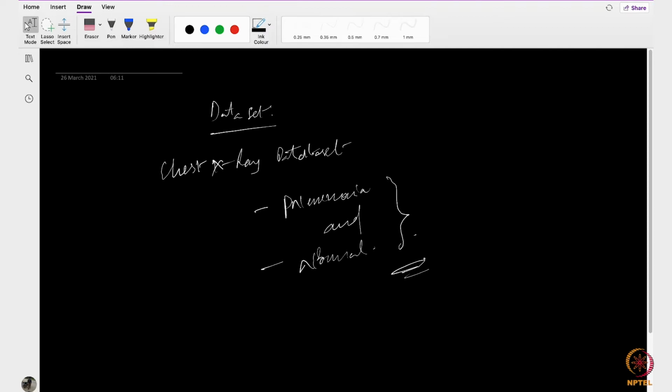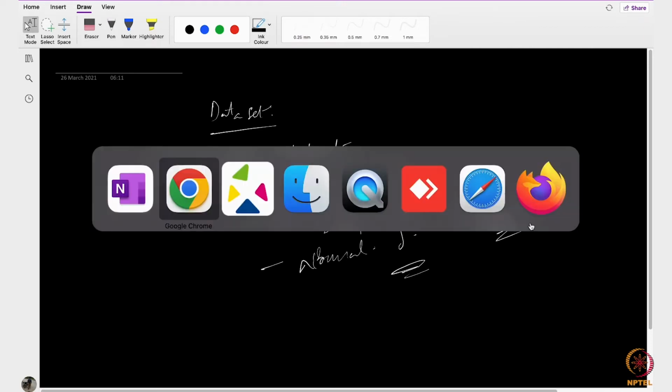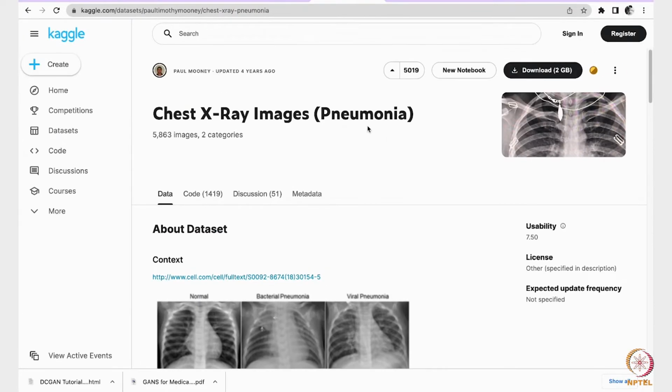There are 2 classes of images, and the data has been downloaded from Kaggle. Now let me show you that: Kaggle chest X-ray images pneumonia. Just type this in Kaggle. You will get to know about this data. There you can see the download of 2 GB of data. Just click here, and the data gets downloaded to your local computer.